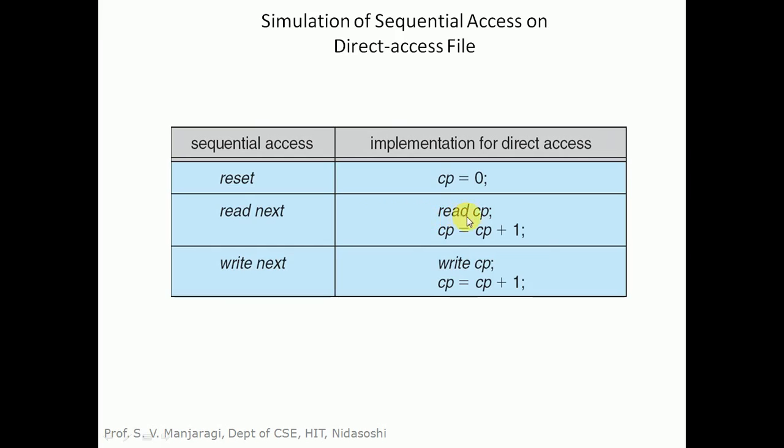So after executing the read operation, like reading the contents from the current position, that is from the CP, it is going to read the content. After that, CP will be incremented by 1. It will go to the next record or byte. Similarly, whenever we perform the write next operation, the contents at the current position will be modified. That is a write at CP, and CP will be incremented by 1, and will go to the next byte or record where we can make the write operation.